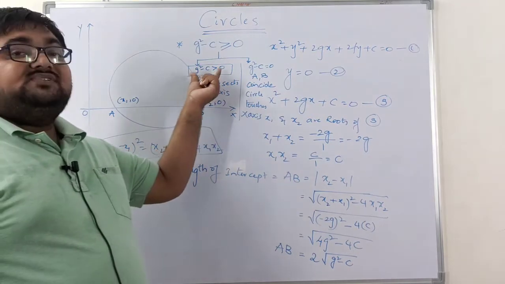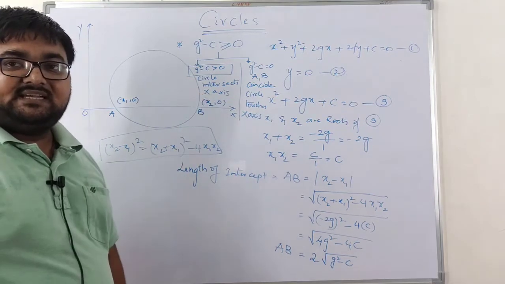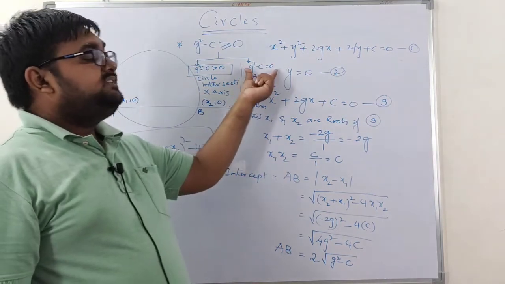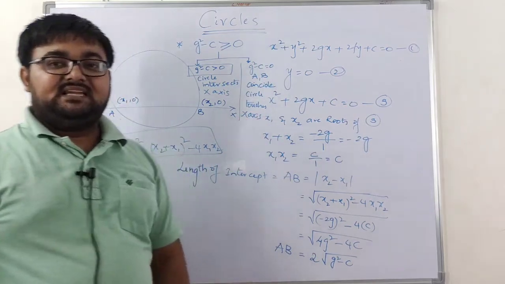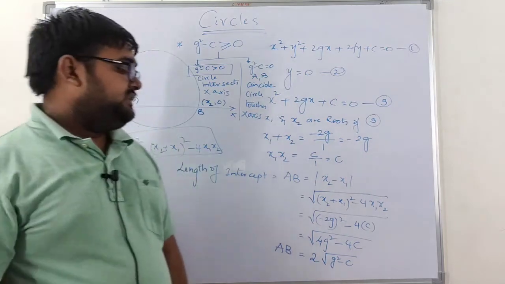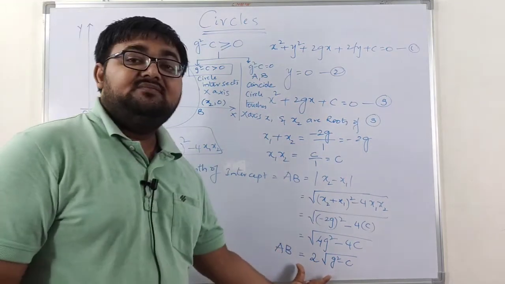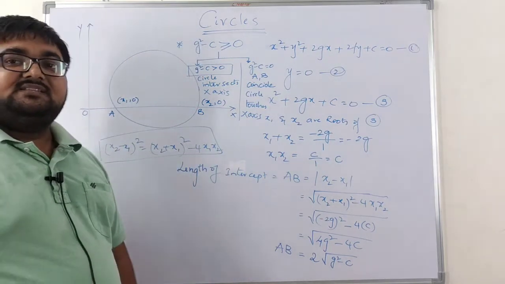If g square minus c is greater than 0, then the circle intersects the x axis at two distinct points. If g square minus c is equal to 0, then we can say it touches the x axis. That means it just touches and goes. So what is the length of the intercept? 2 into root over g square minus c.